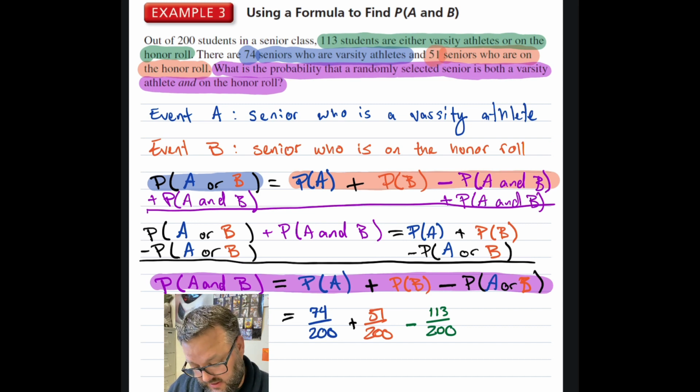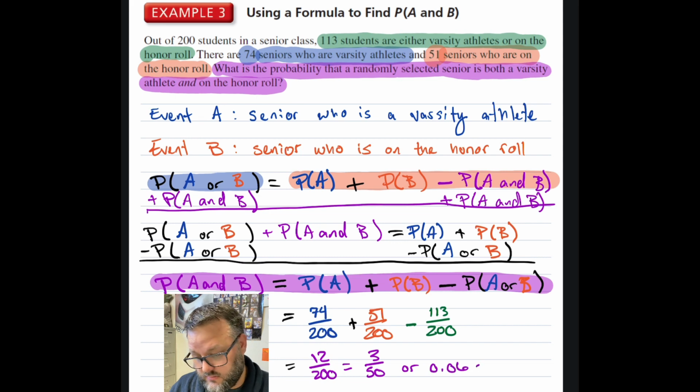So now I have all my statements, and so now I can find the probability of A and B by just simply combining. What I get is 74 plus 51 minus 113 is 12. Let's use fuchsia. 12 out of 200. That can be simplified, so we better simplify. 3 out of 50 or 0.06, which is about 6%.